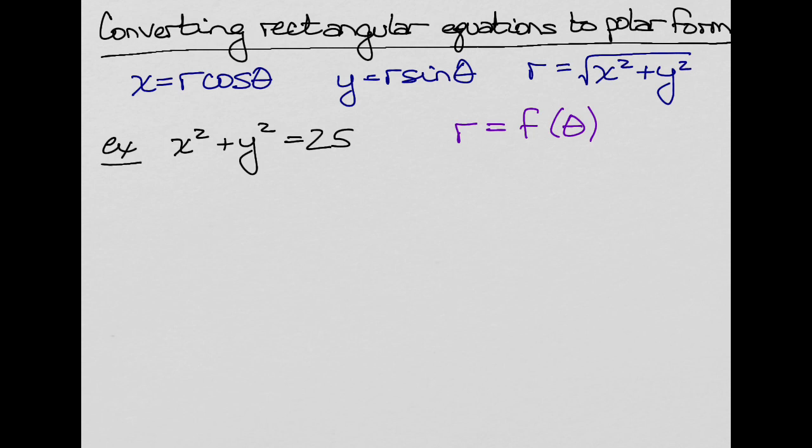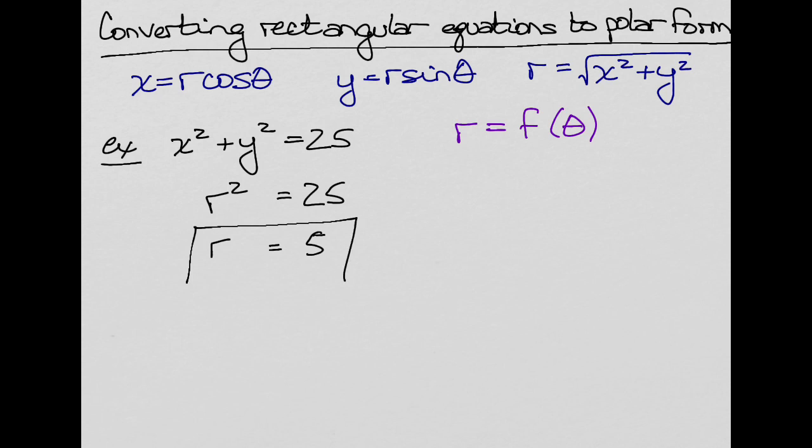So I'm starting off here with x squared plus y squared equals 25. Well, x squared plus y squared, that's r without the square root, so I could call that r squared equals 25. If I take a square root, I don't want r squared, I want r equals, so r equals 5, and it's enough just to have positive 5. There's the polar form of my equation.